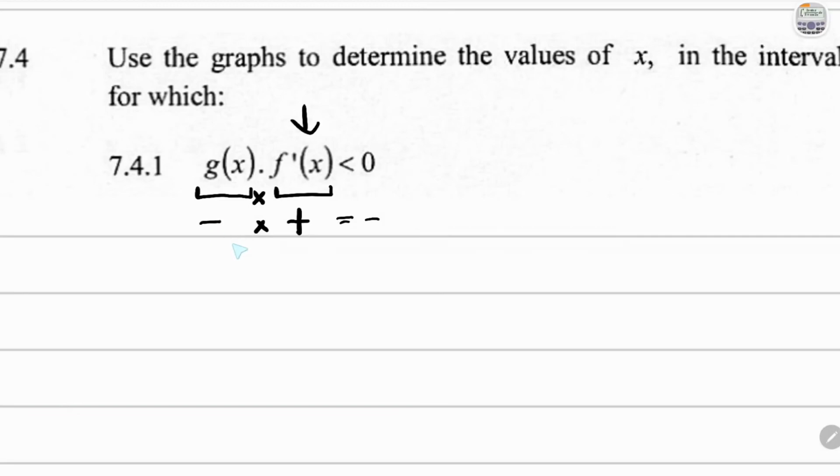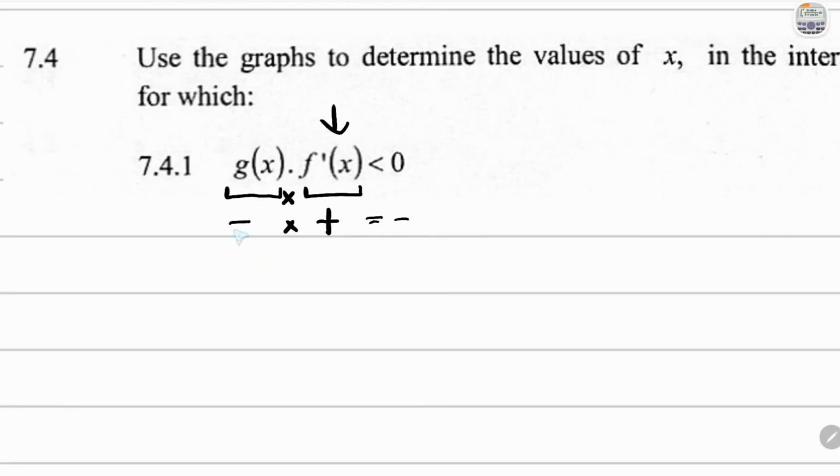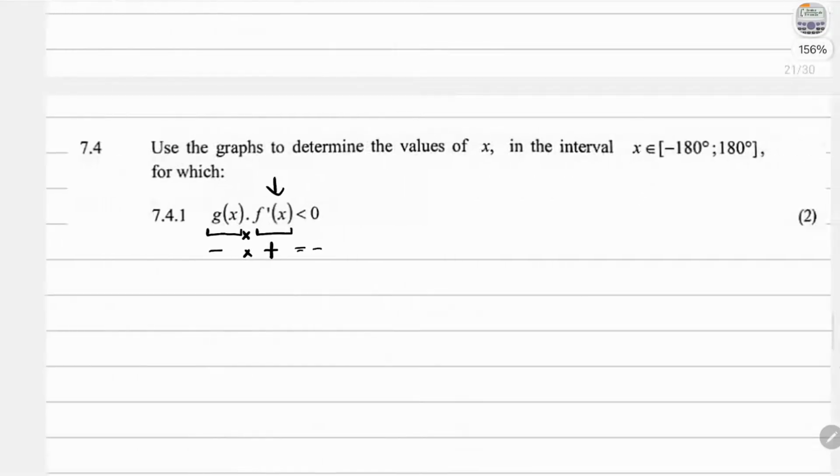g needs to be negative. So you're going to look for where the y values of g are negative, in other words, where the graph of g lies below the x-axis. And for the same x values, the other graph needs to be increasing. That's the first one we'll look for, and we can go ahead and start with that.